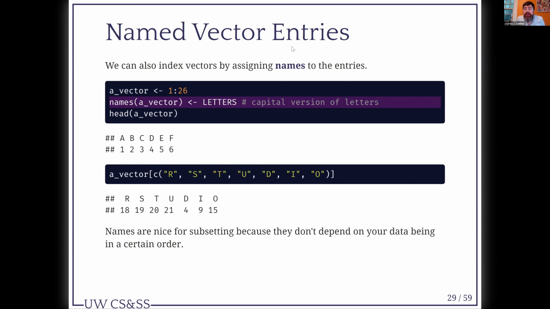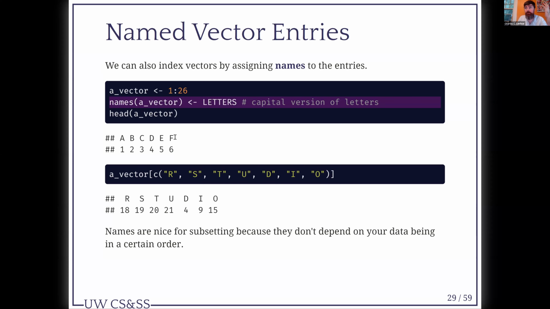We can also index vectors by assigning names to the elements of the vector. If I create a vector that is the numbers 1 to 26, I could then assign to its names the capital letters of the English alphabet. If I call head on this vector, you'll see the bottom row is the actual numbers in the vector. So the vector is the numbers 1, 2, 3, 4, 5, and 6. But the elements of that vector are named A, B, C, D, E, and F, the same way that columns in a data frame have names. So you can take a vector of single values and each element can have a name.